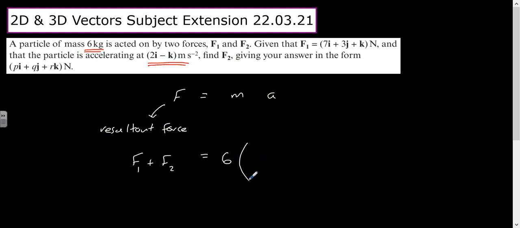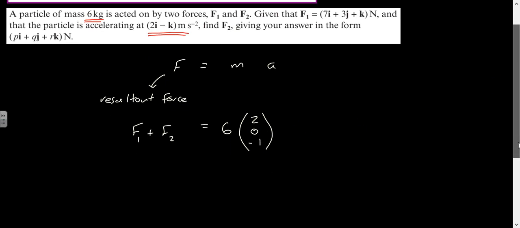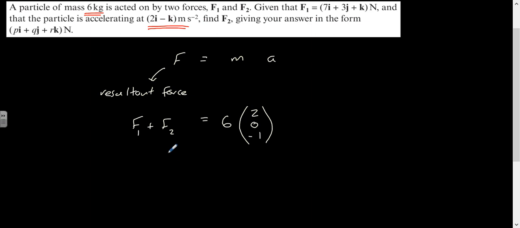which is going to be 6 multiplied by the acceleration. I'm going to write this as a column vector rather than i's, j's, and k's. But we've got 2, 0, minus 1. Remember, just because there's no j written in the question doesn't mean that we just miss it out. We have to include it as 0 j's. All right, so I'm just writing that as a column vector because I prefer to work with column vectors. So let's put in some more information that we know. F1 is 7, 3, and 1, plus this F2 is 6 times 2, 0, minus 1.